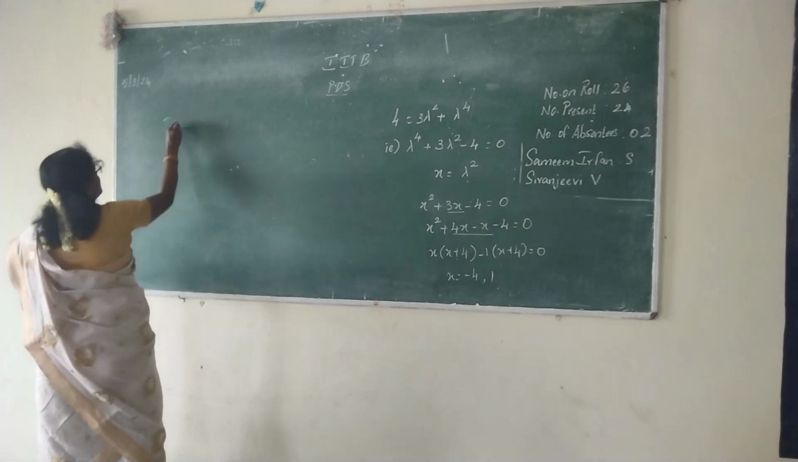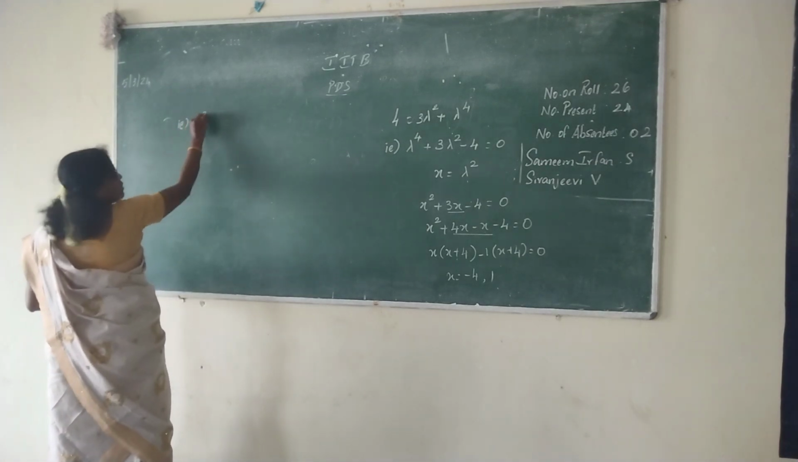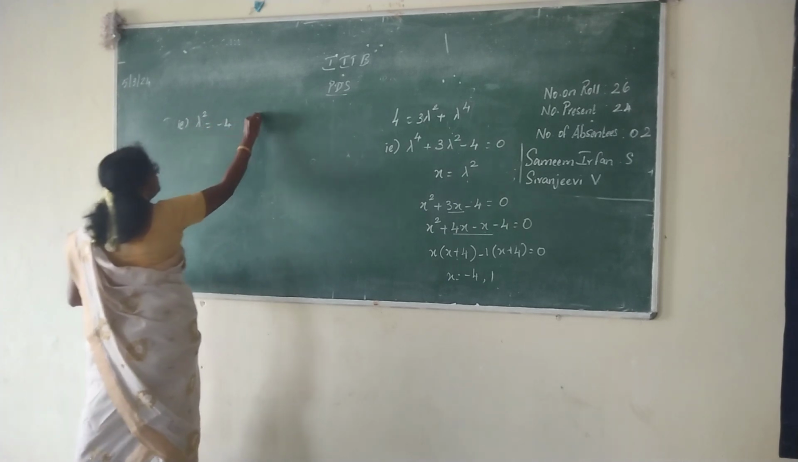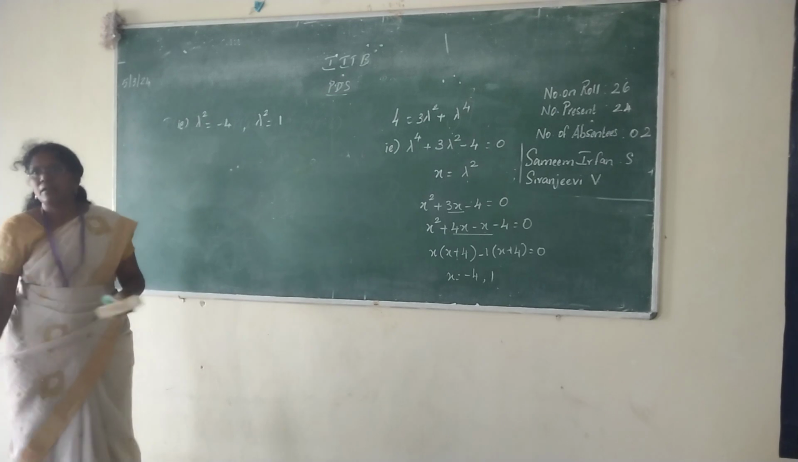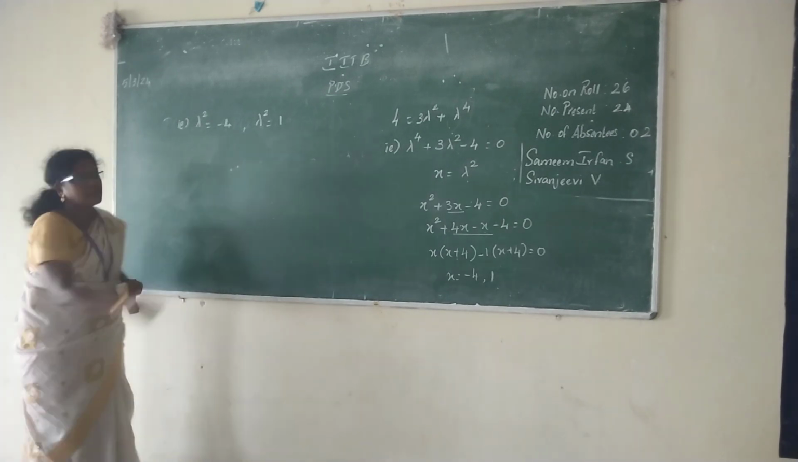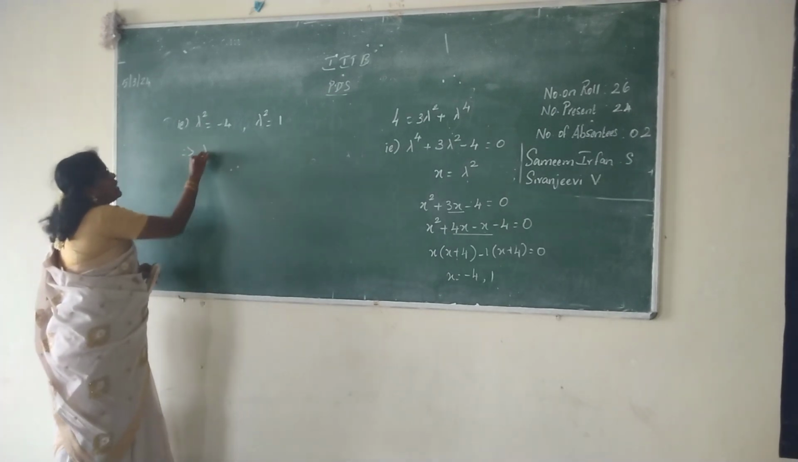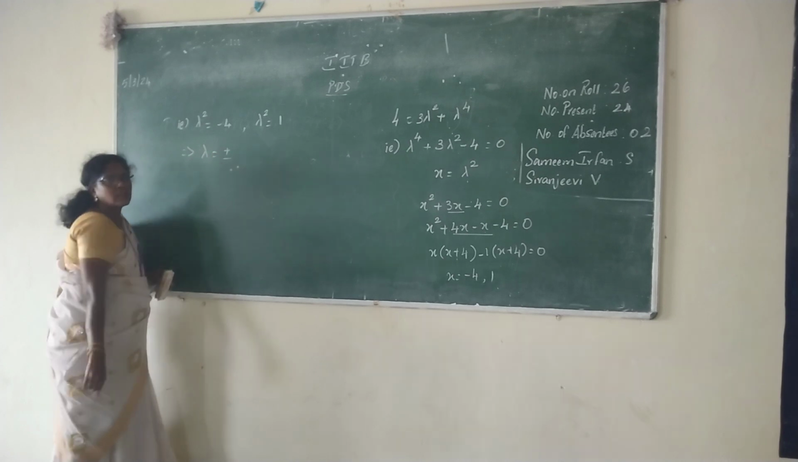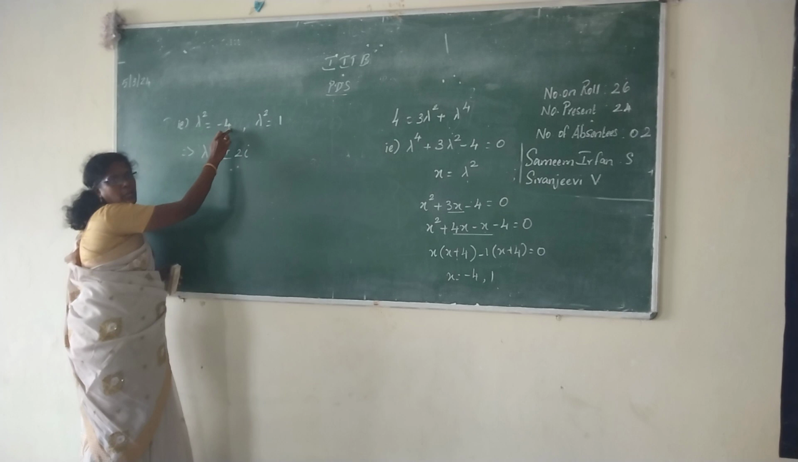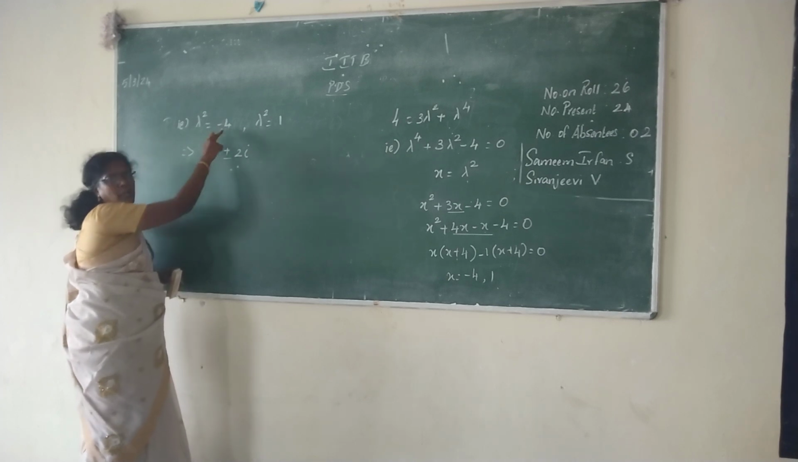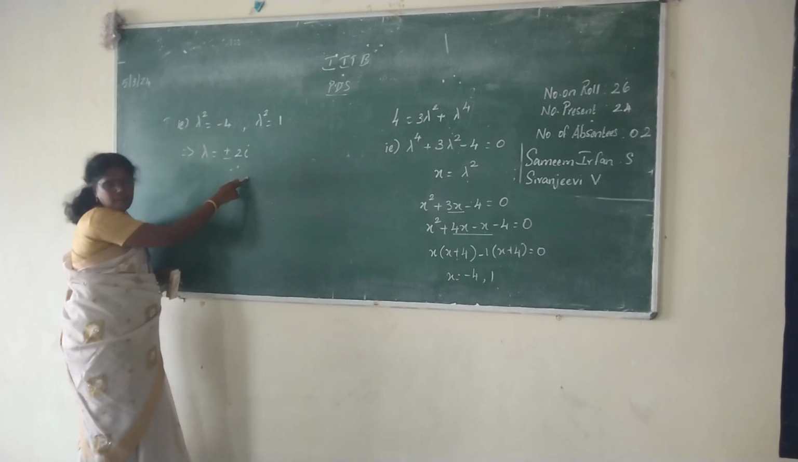So you get lambda square is equal to minus 4 or lambda square is equal to 1. Tell me what are the lambda values? Plus or minus 2i. Lambda equal to plus or minus 2i, because you are getting minus 4. Square root of 4 is 2, but square root of minus 1 will be i.